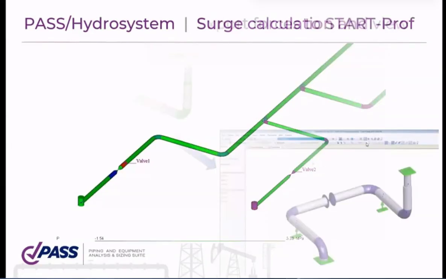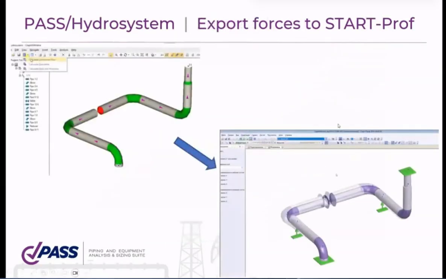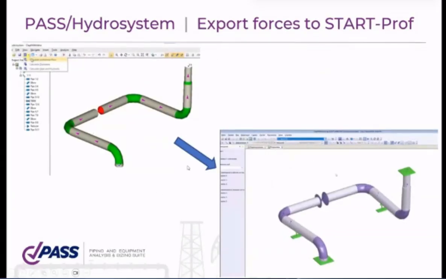And also, not only can HYDROSYSTEM perform the analysis of these transient events, we can calculate forces caused by water hammer, caused by two-phase slug flow, forces and loads that will act on piping components of your pipeline, such as elbows, T's, bends, etc. Why do we need to do this? Because we can then export them to another software called StartProf for piping stress analysis.